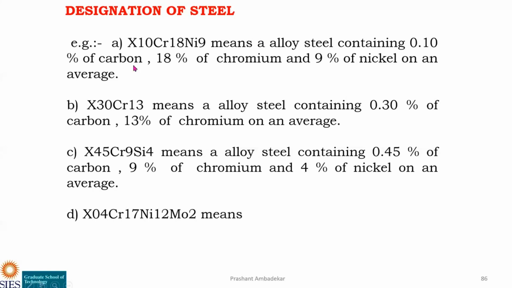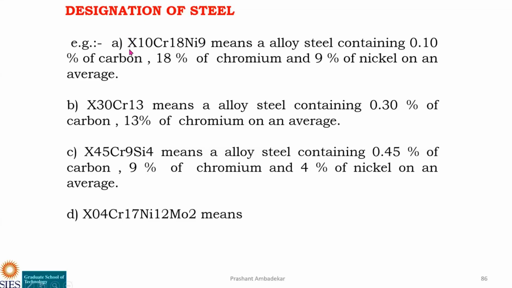So how will you read it now? X indicates the high alloy steel. 10 indicates the percentage of carbon, how many times? 100 times. Cr is the alloying element, that is chromium. Its percentage is 18, so 18% chromium is added. Then next is nickel, and 9% of nickel is added.